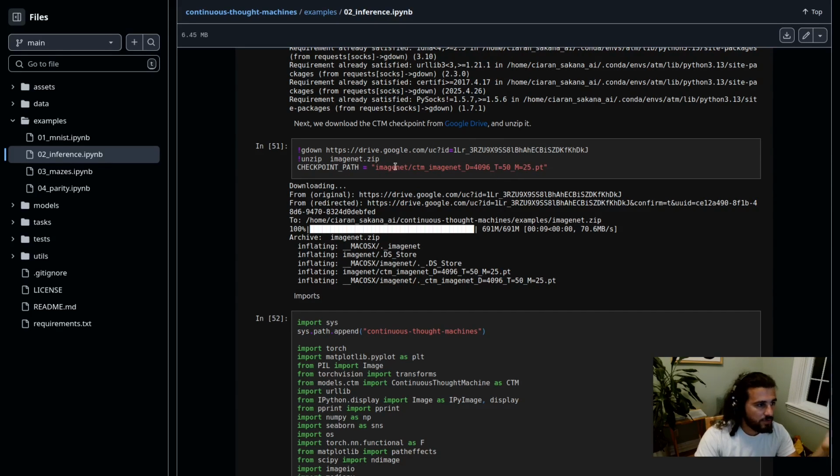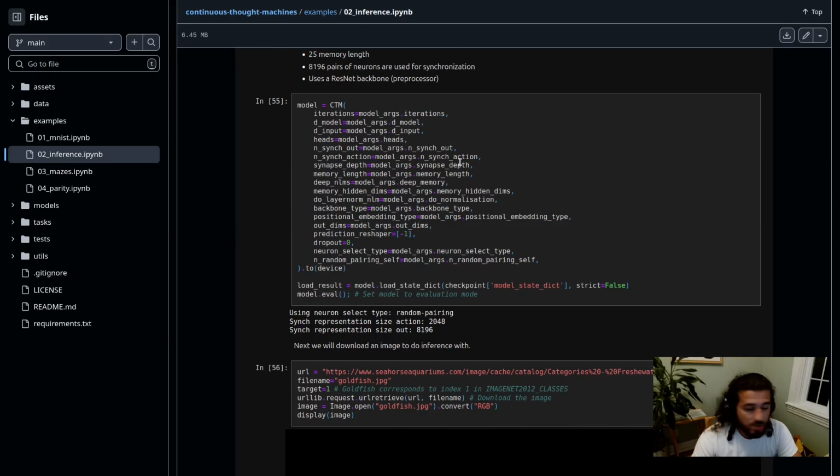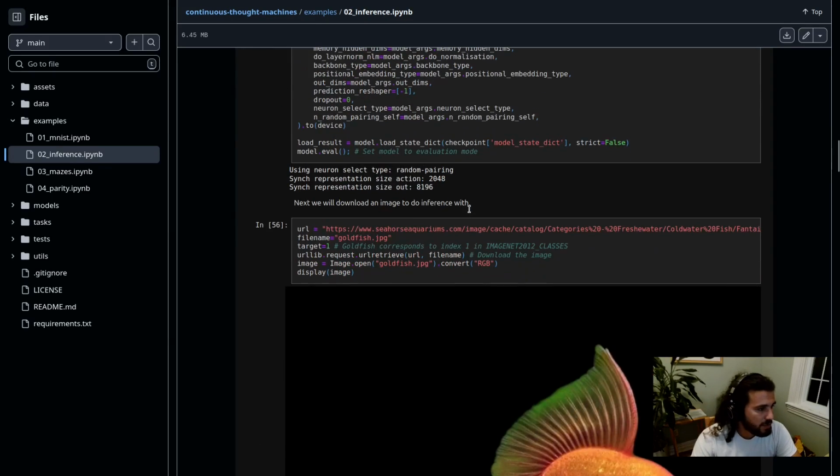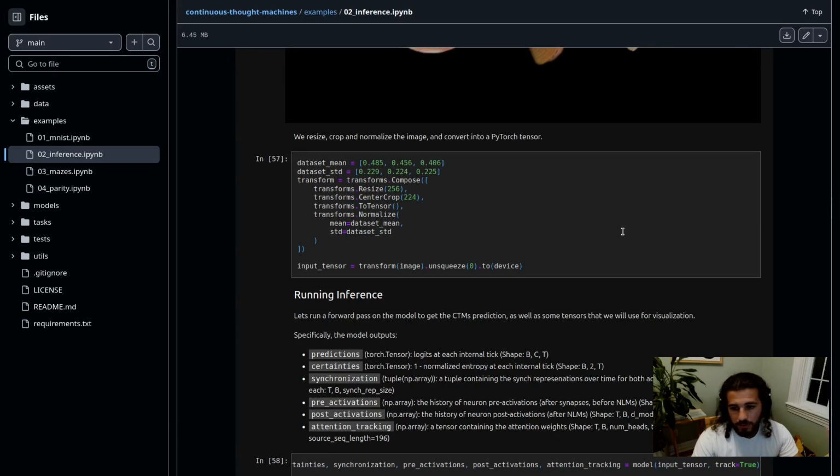So in this case, it's for ImageNet with 4,096 neurons, 50 ticks that they will run this through, and a memory of 25, right? So that's what they have over here. And then you can load it. It's a PyTorch model, so it's nothing complicated. And you can load any image from ImageNet, and it will be able to tell you what's up.